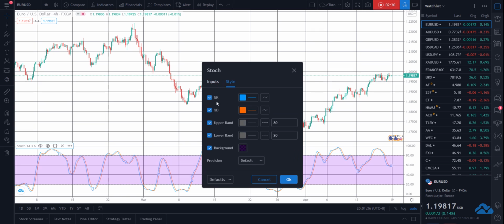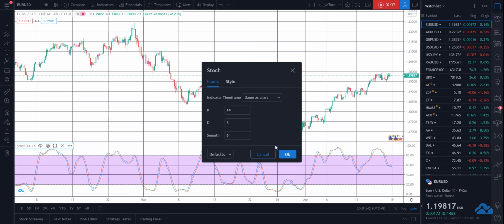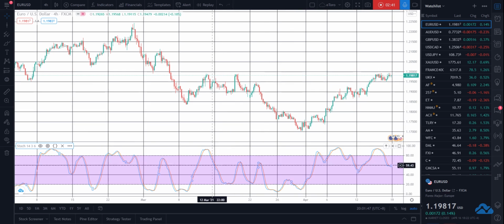I don't want to talk about the formula, how to calculate these things. I just want to show you how to use this indicator. The stochastic oscillator is a momentum indicator.